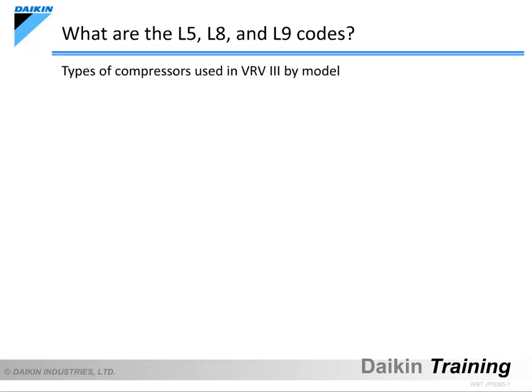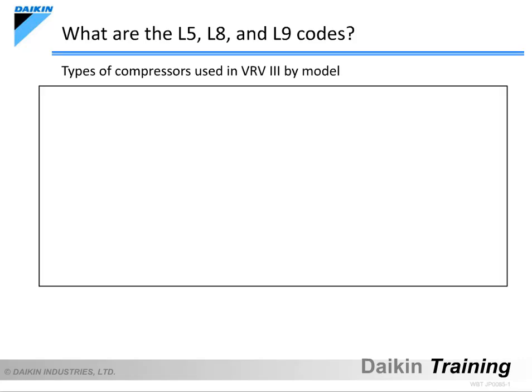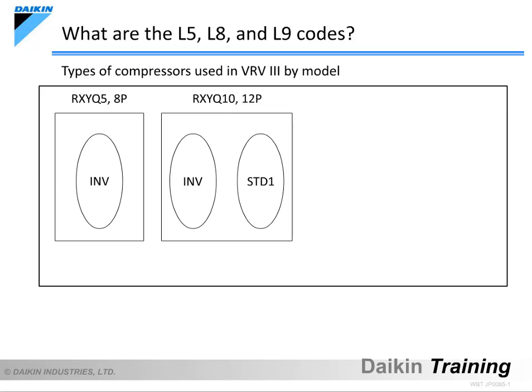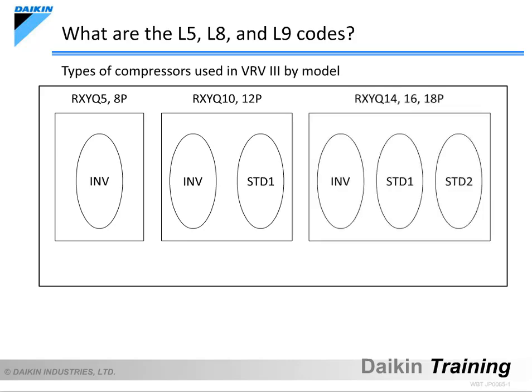The type and number of compressors used in a VRV3 outdoor unit differ depending on the model. Only one inverter compressor is used in RXYQ5 and 8. One inverter compressor and one standard compressor are used in RXYQ10 and 12. One inverter compressor and two standard compressors are used in RXYQ14, 16 and 18.